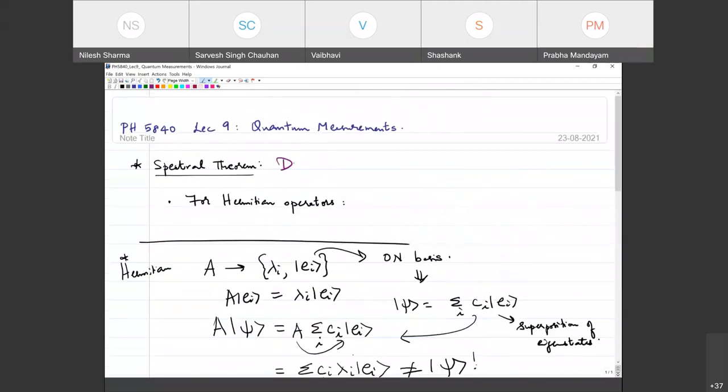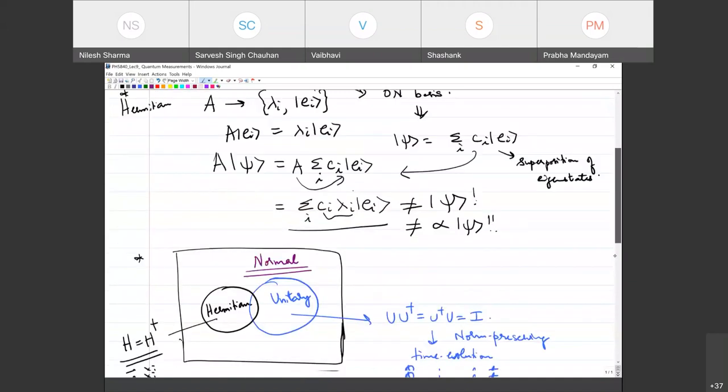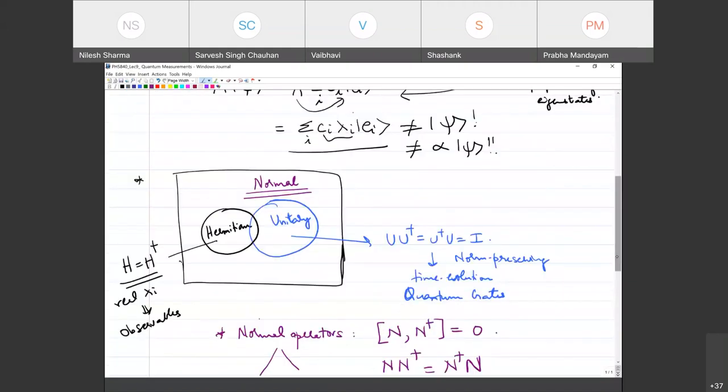And they are the ones which satisfy the so-called spectral theorem. Okay. So in the course of this course, we will focus on this class of normal operators essentially, because these two important categories belong there. Hermitian operators can also be quantum gates when they are unitary. So look at this intersection, right?